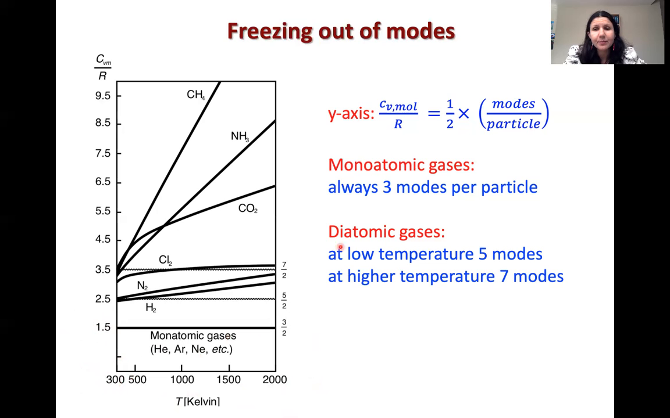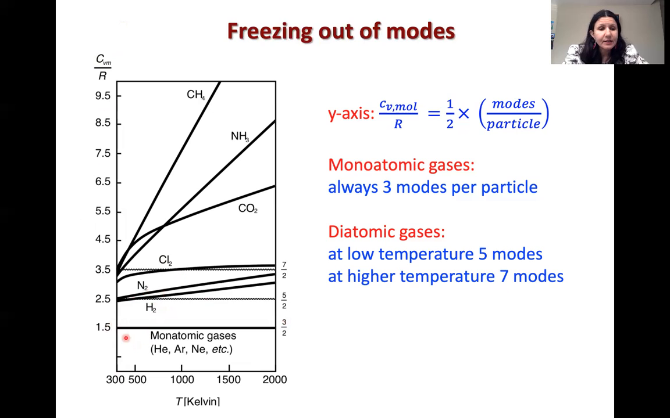Remember, this is modes divided by 2. So to get the actual number of modes per particle on this y-axis, you have to multiply by 2. So 1/2 times 2 is 3. All monatomic gases will have these 3 modes. Now let's look at diatomic gases, so that's 2 atoms. H2 is an example of one, and Cl2.